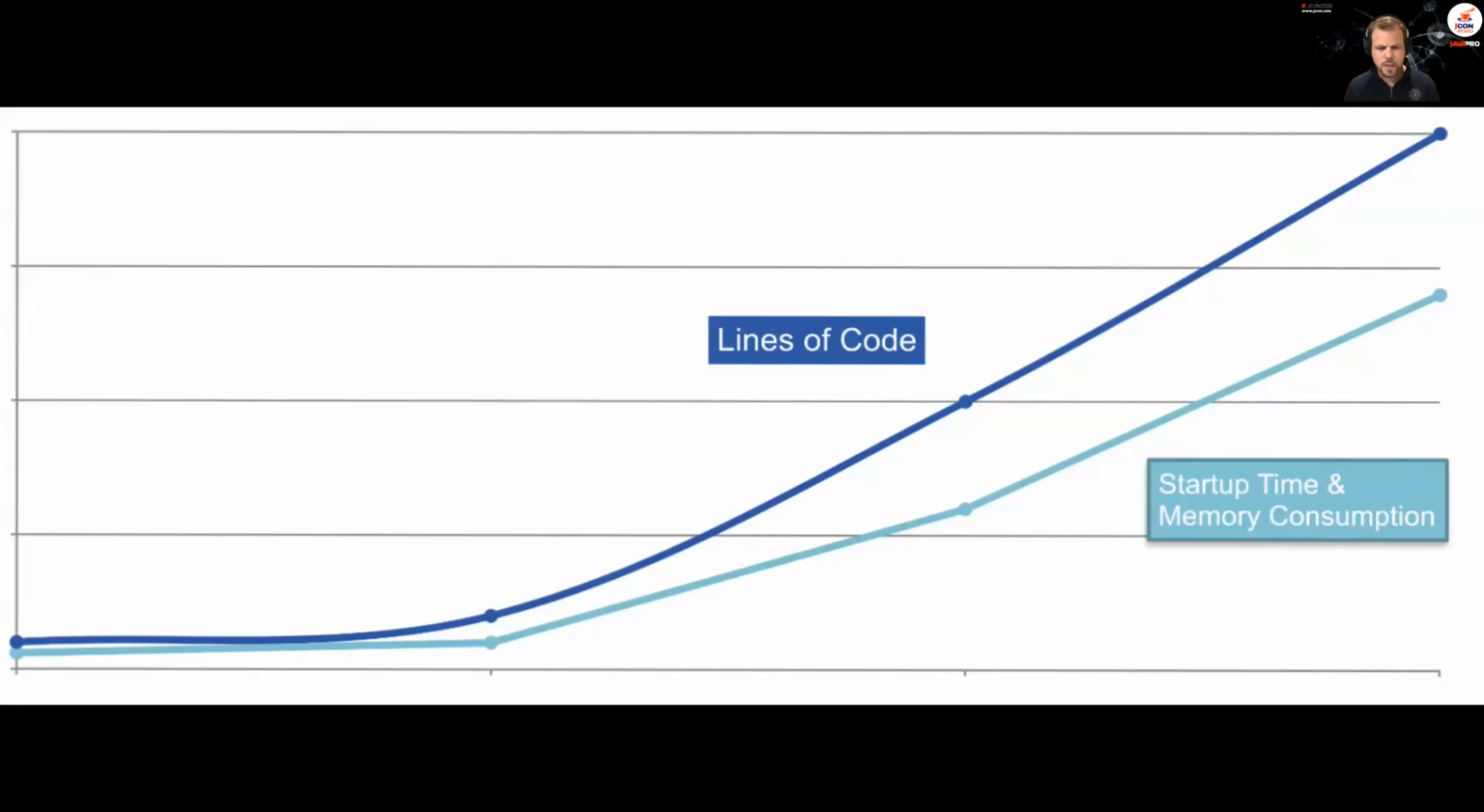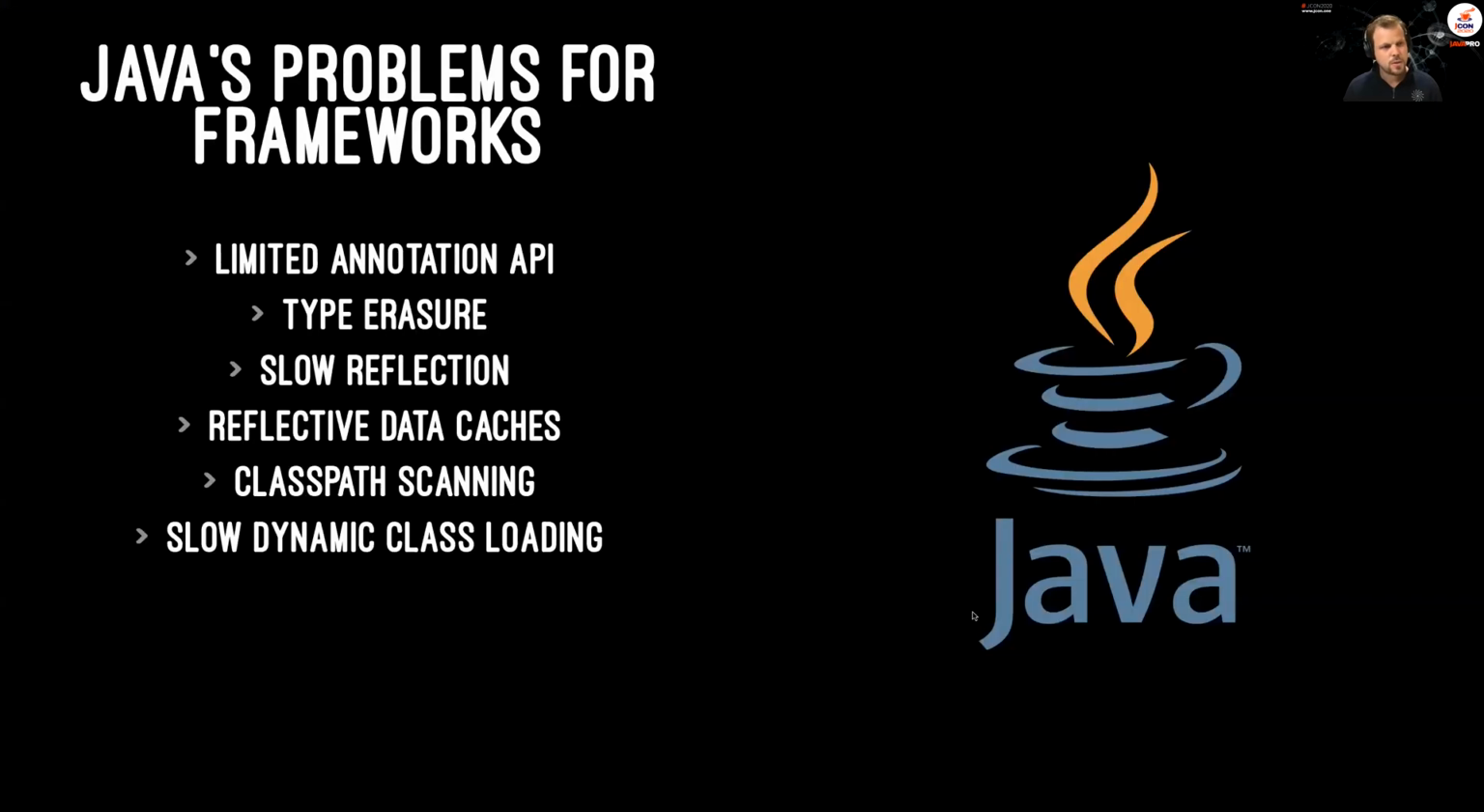And in general, there's a correlation between the lines of code that you have in your application and your startup time and memory consumption. The more lines of code you have, the higher your startup and memory consumption is. And all these problems are pretty much common across all different frameworks that are implemented based on annotations.